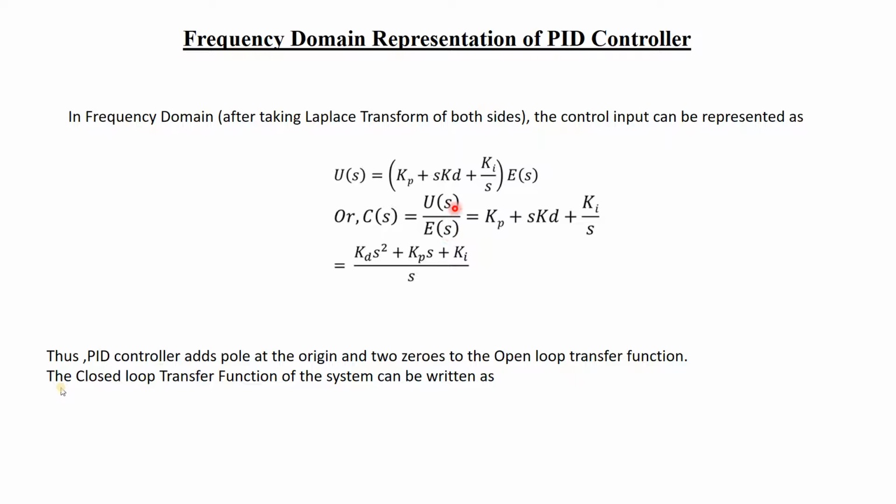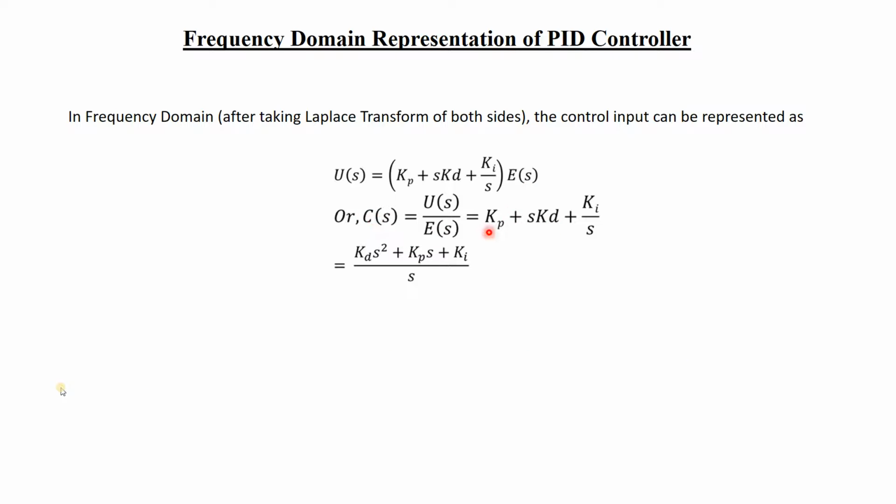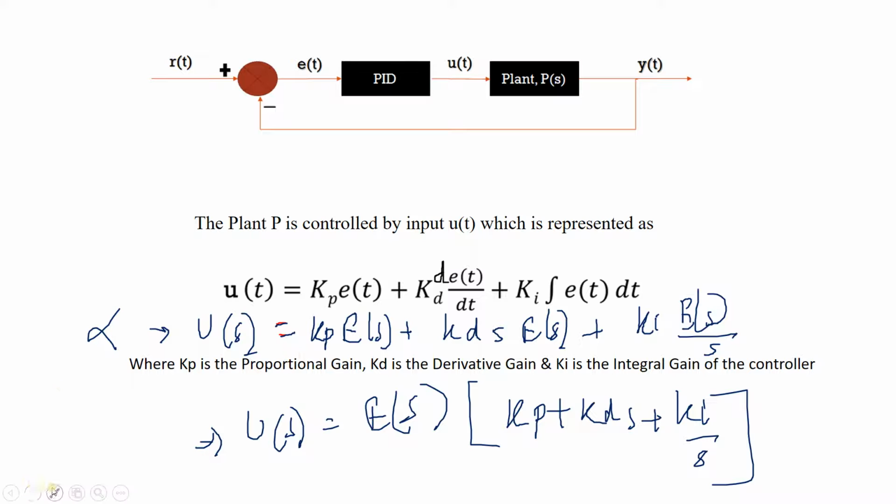Now the closed loop transfer function. This is the value of U(s) by E(s). Agree? Now this is the value of the transfer function C(s). C(s) means this one, because look at this equation properly: U(s) equals the PID controller transfer function multiplied by the error signal. So C(s) is the PID controller transfer function. This is C(s), the controller transfer function.